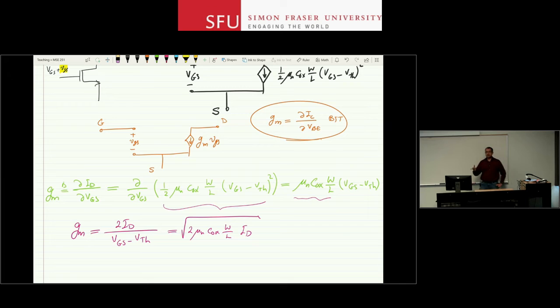These are alternative ways of calculating gm. If you have VGS minus VTH and the transistor parameters, use this equation. If you have ID and transistor parameters, use this equation. If you have ID and VGS but not the transistor parameters, use this equation. All of them give you the same thing.